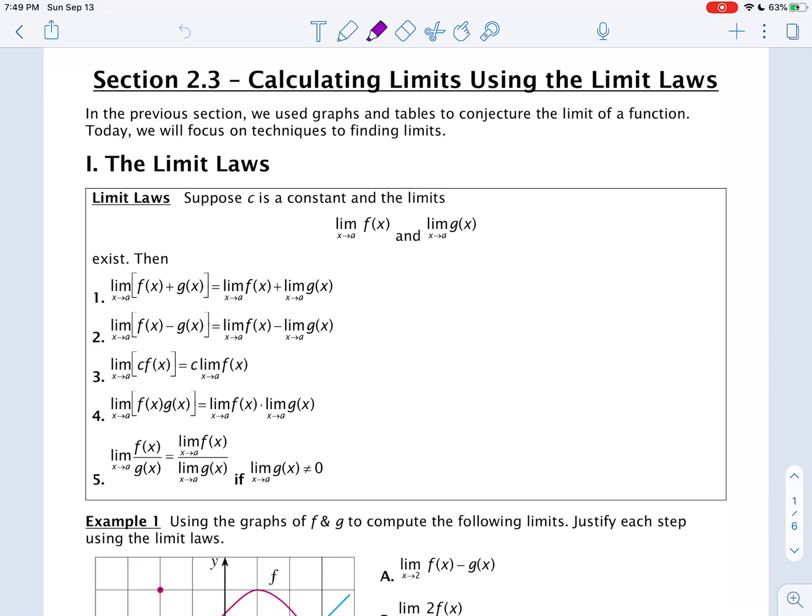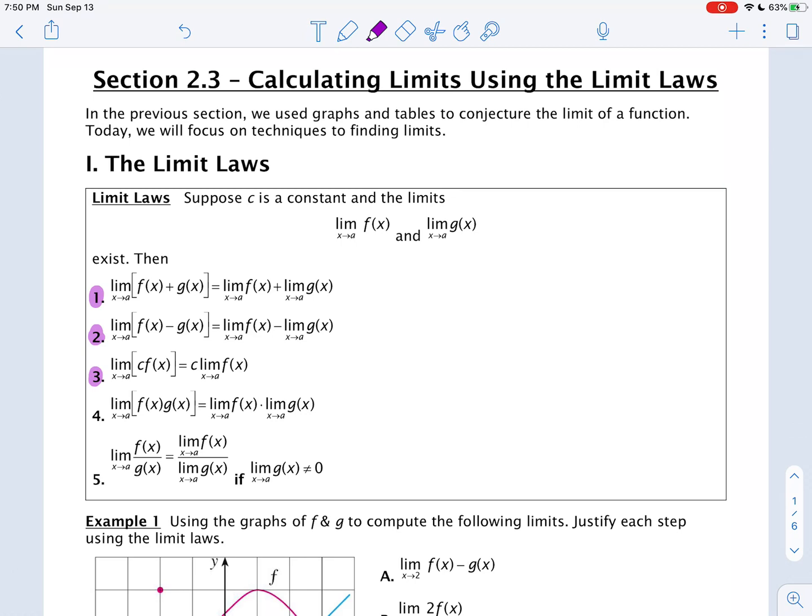So the very first one is the limit of a sum is the sum of the limits. The second one, the limit of a difference, is the difference of the limits. And the third one is the limit of a constant times a function is the constant times the limit of a function. And the fourth one is the limit of a product is the product of the limits.